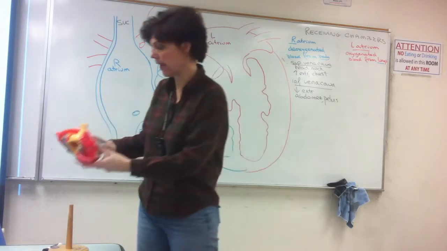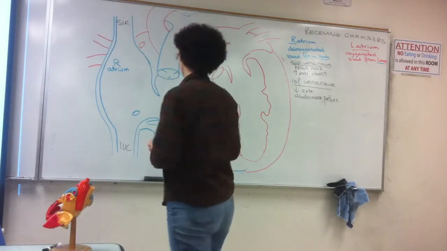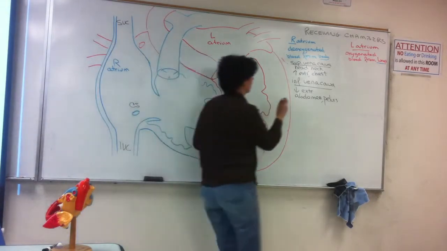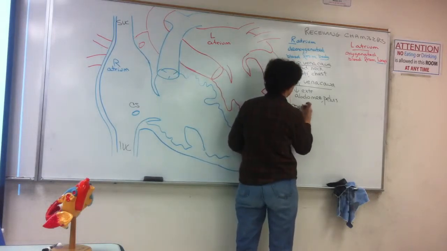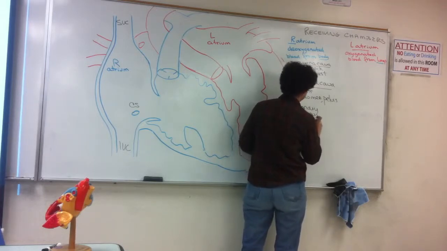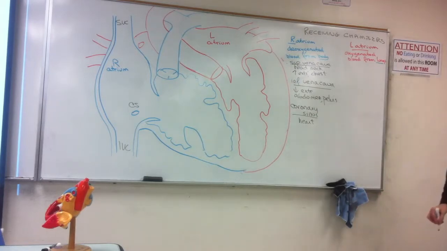Okay, so those are the three major vessels that empty into the right atrium. And the coronary sinus is bringing deoxygenated blood from the heart itself that it's used for its contractions. It looks like a blood vessel, right? Yeah. It's a thin-walled vein.